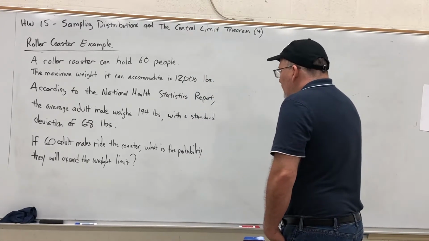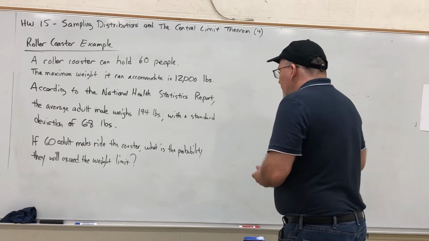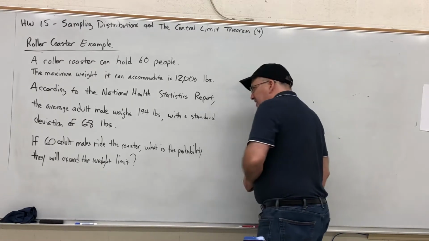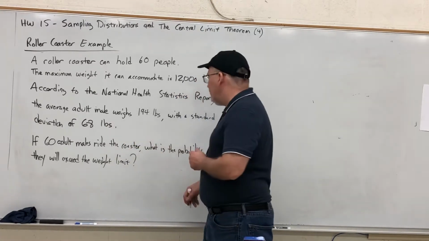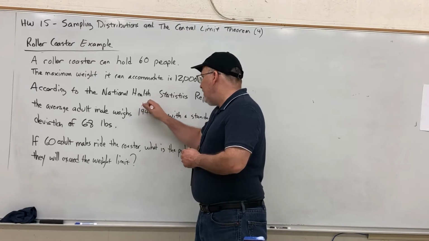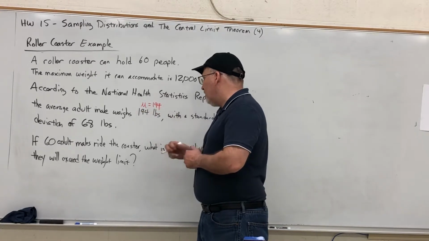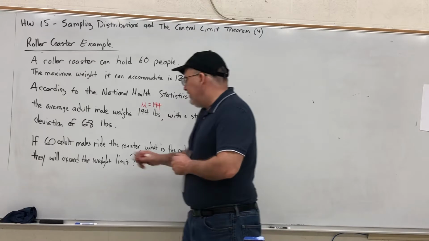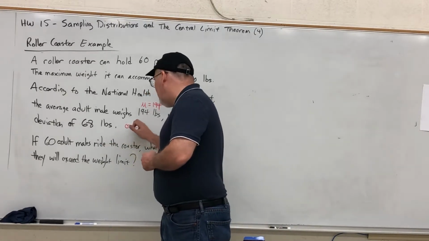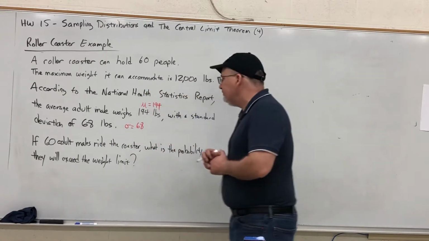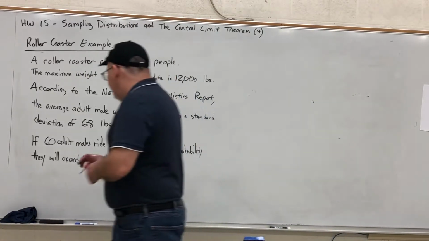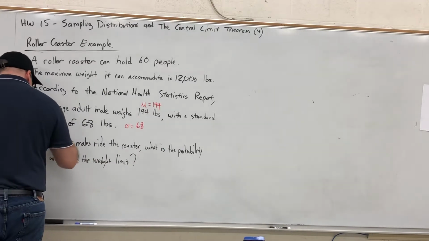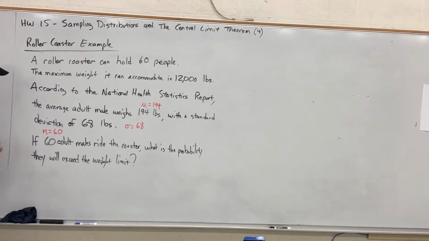So, first off, where do we even begin? Well, there are some things in here that we were given that we can immediately identify. For example, the average adult male weighs 194 pounds. So we're being told that mu equals 194 for men. And the standard deviation is 68. And we're picking 60 males out of all of them. So 60 is our sample size, which is good because that's at least 30. That guarantees the X bars are normal.